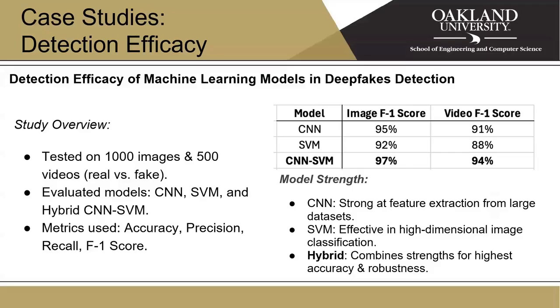The SVM model outperformed the CNN model, but the hybrid model outperformed the SVM model by 5% for images and 6% for videos based on F1 score. Each model has its own strengths. The CNN model was strong at feature extraction from large training datasets. The SVM model was most effective in high-dimensional image classification. But the hybrid model combined the strengths from both models to create the most accurate and robust model.